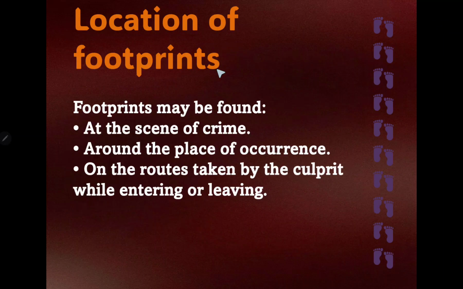Now coming to the location of the prints, where we can find the footprints at different places. The first one is at the scene of crime. Wherever the crime has been committed, at the scene of crime, we can find the footprints, around the place of occurrence, both mean basically the same thing. Also on the routes taken by the culprit while entering or leaving.